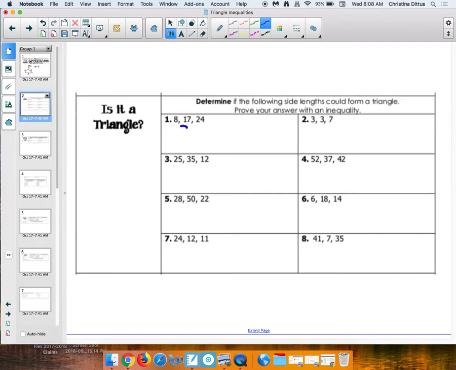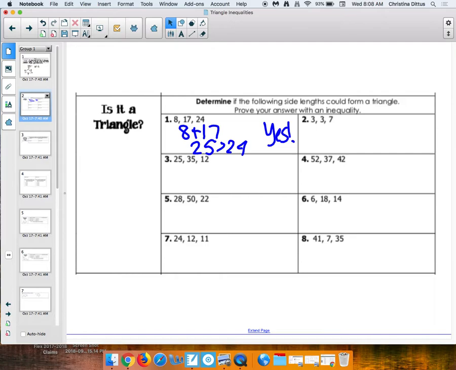So what are my two small numbers in number 1? 8, 17. So if I take 8 plus 17, what do I get? 25. Is 25 bigger than 24? Yes, so can I have a triangle? Yes. In number 2, what are my two small numbers? 3 plus 3. What's 3 plus 3? 6. Is 6 bigger than 7? No. So can I have a triangle? No.